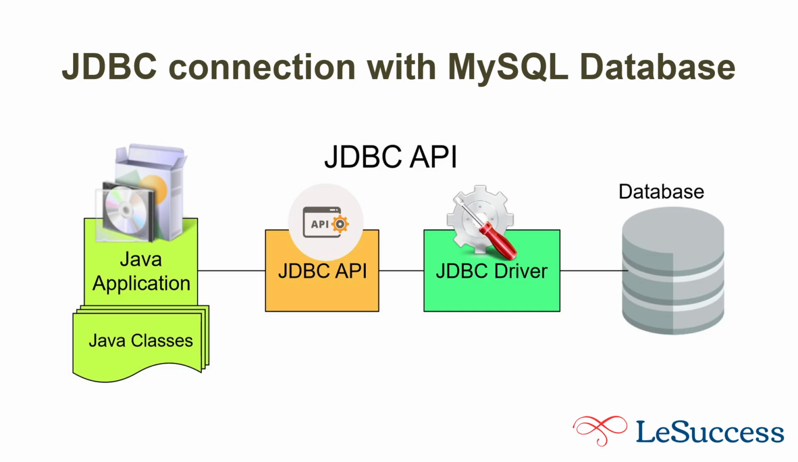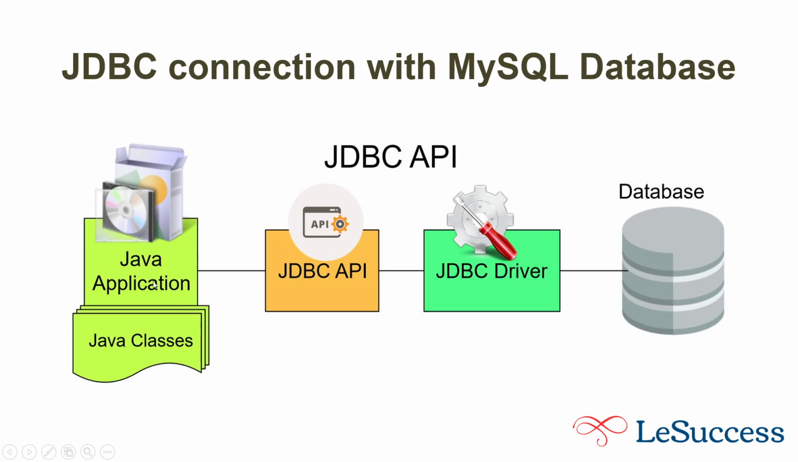Today we are going to see Java Database Connectivity with a MySQL database. This is one of the important concepts in Java: connecting to the database. Using JDBC, our Java code connects to the database, so whenever we need to store data into the database, or fetch data from the database, we can do it from our code. This is the concept of JDBC connection with MySQL database.